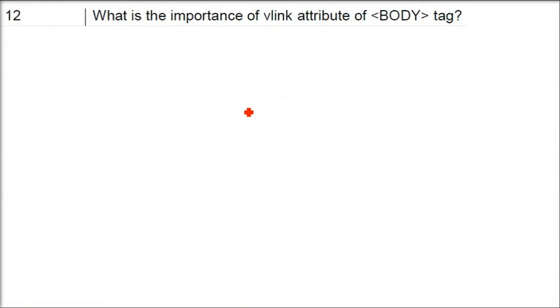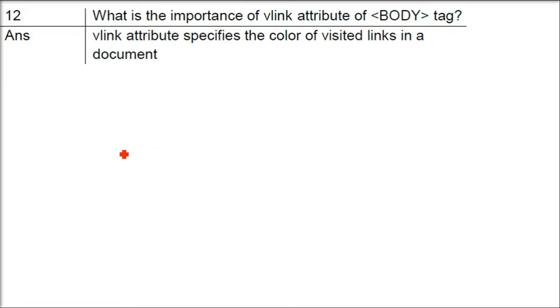What is the importance of the vlink attribute of a body tag? So first let me tell you about the body tag. There are three types of link. Basically, a web page is all about links only. So first is link, second is alink, and the third one is vlink.